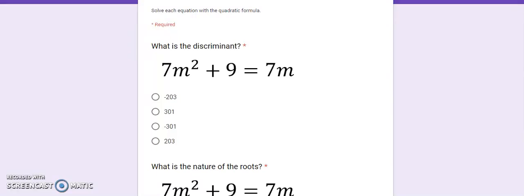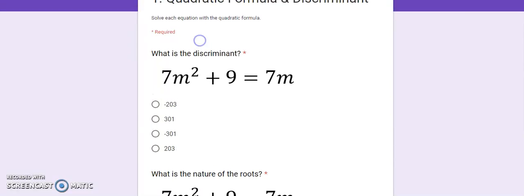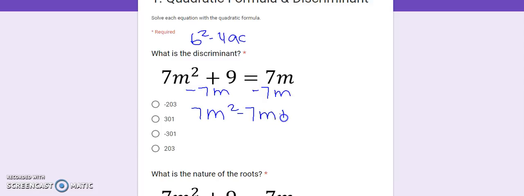Okay, so the first question asks for the discriminant, which is b squared minus 4ac. That's how we find the discriminant. But first you have to make your equation into standard form. So we would subtract 7m on both sides. I have 7m squared minus 7m plus 9 equals 0. So that's standard form. This is your A, B, and C.